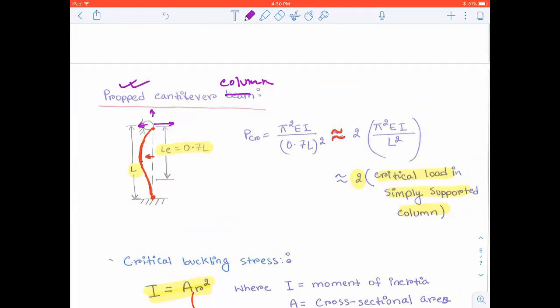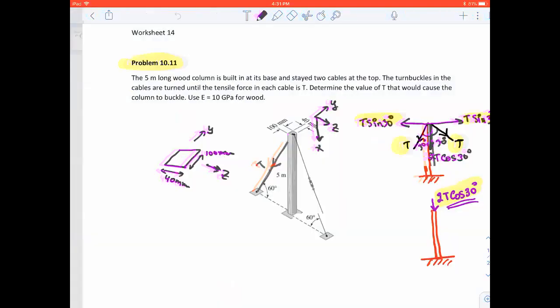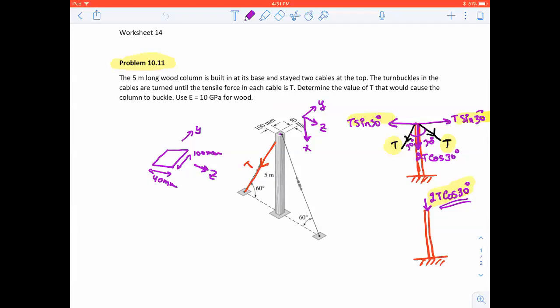Okay, so this is the formula of interest, and you can see that the effective length is 0.7 times L. So let me go back and write that down. My critical load is equal to pi square E, I'm going to leave it as I right now, we're going to plug in the I later, over 0.7 L square. That's the formula.